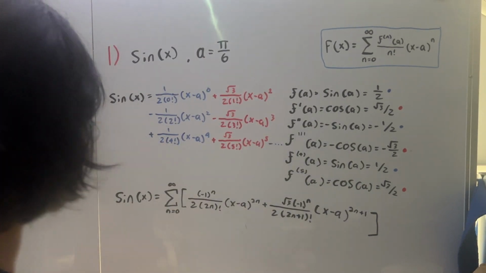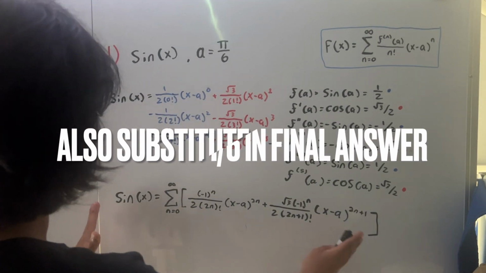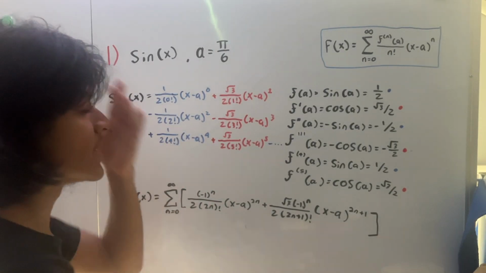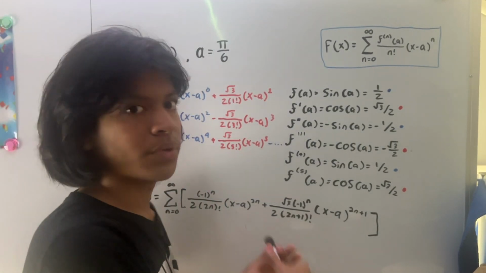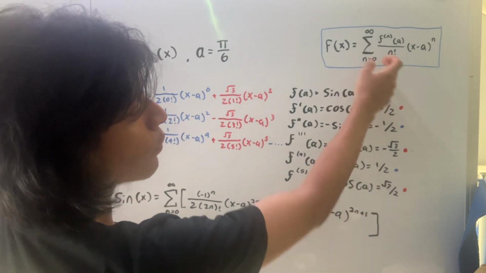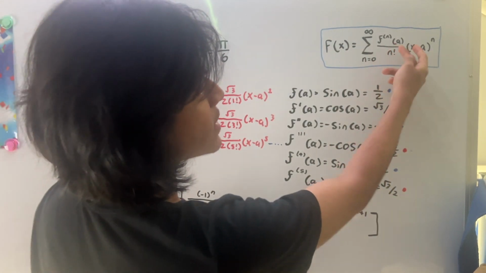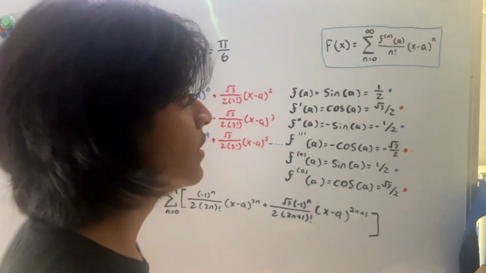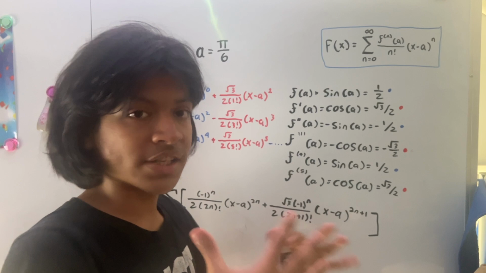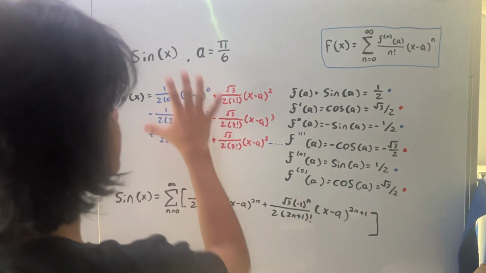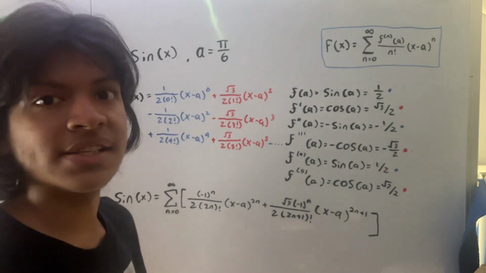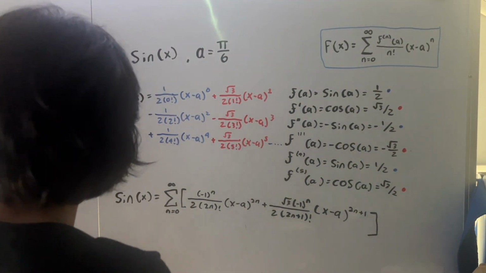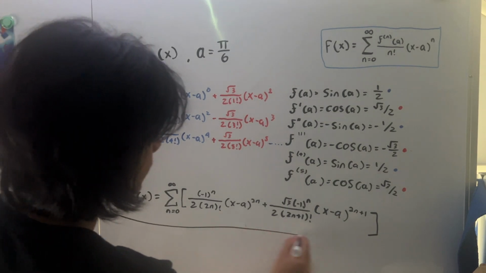And closing off our series, this ends up becoming our series representation for sine of x centered at pi over 6. So this is pretty much the other approach when we are unable to represent the nth derivative of our function as a simple expression. So we just write out the first few terms and see if we notice any patterns within that. And so yeah, this just becomes our answer for this problem.